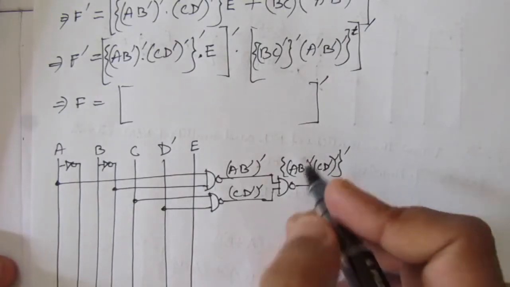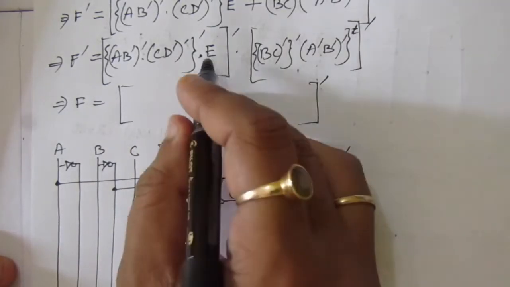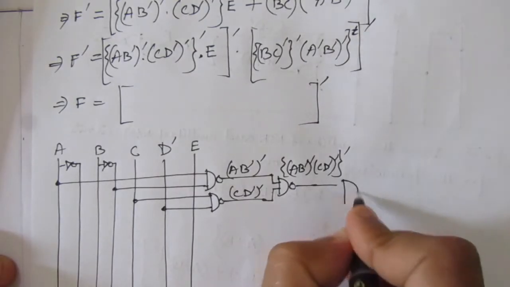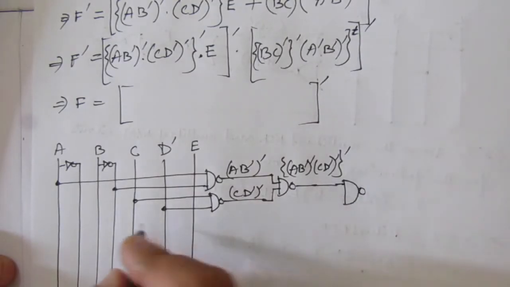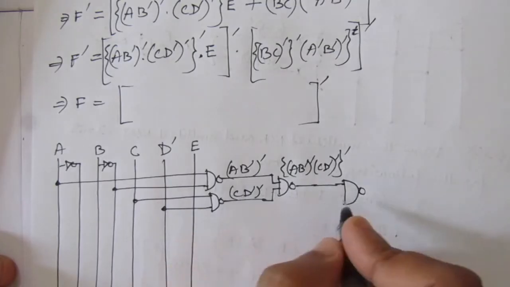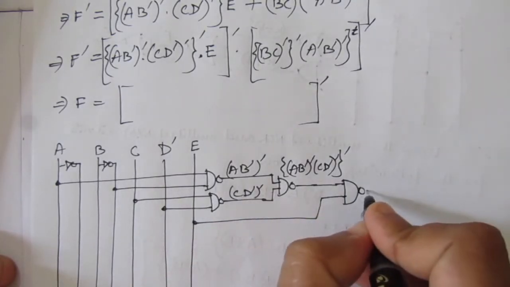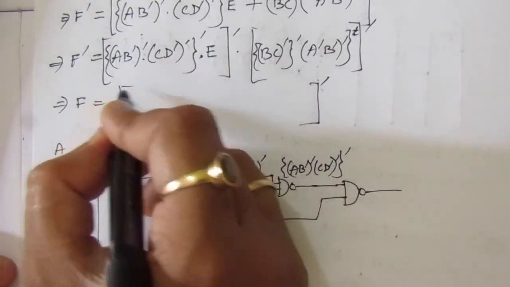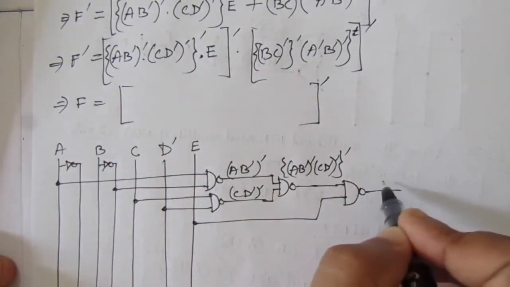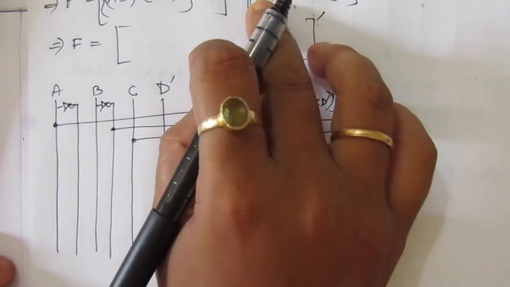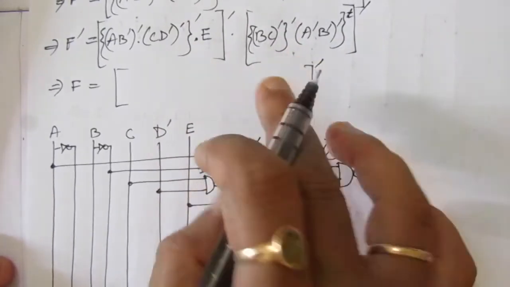Okay, then we have to multiply this function with this and then take complement. That means we have to use here another NAND gate. Okay, so E will come here to one of the inputs. So here we'll get this complete function. This complete function will come here. Okay, I am not writing it. Then let us find out this function.